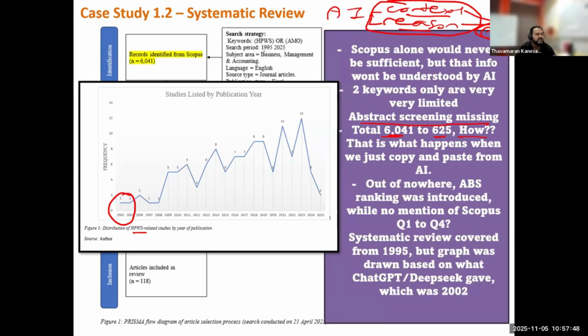But if you realize here, it starts at 2002. Here, the search period is 1995. So, what happened to the papers from 1995 to 2001? What happened? Who can tell me what happened for the papers from 1995 to 2001? These are mind-boggling findings.